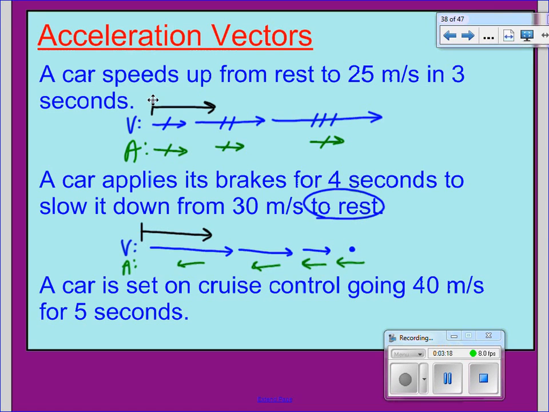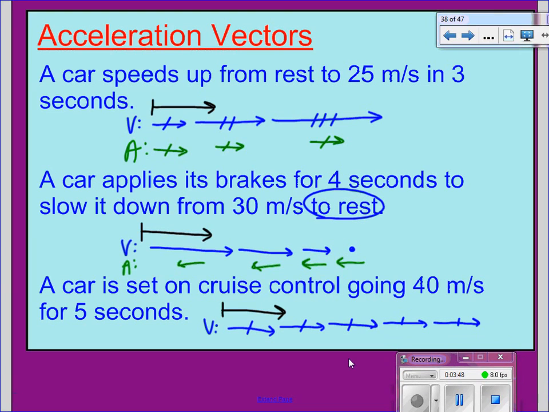Finally, let's do the last scenario. A car is set on cruise control going 40 meters per second for 5 seconds. Let's start out with my reference arrow. Let's do velocity first. Velocity is constant, so that means all my arrows are going to be the same length. There's 1, 2, 3, 4, and then 5. Those 5 arrows are the same length, and to show that, I'm going to do the same slash marks to show that they are equal length.